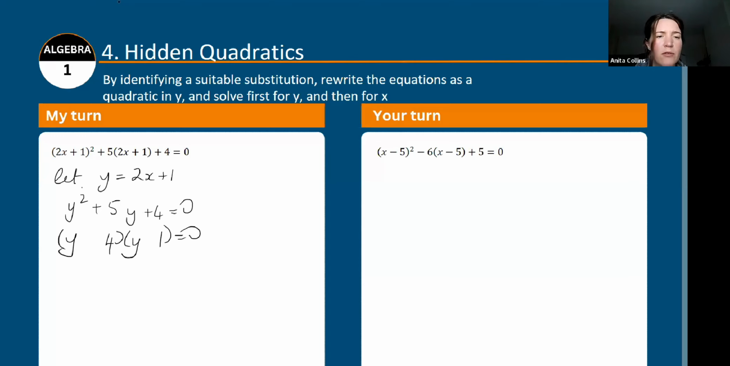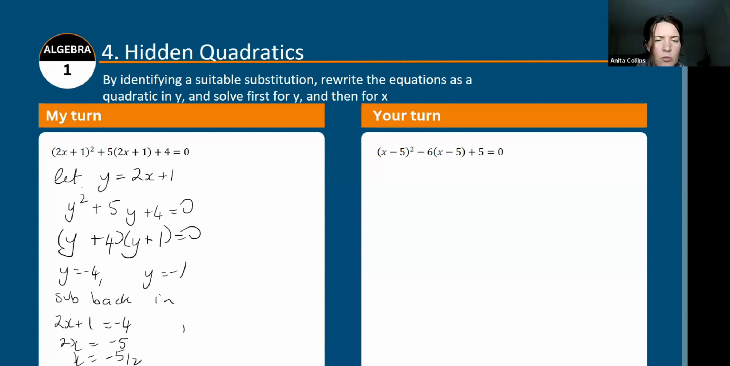4 and 1, plus 4 plus 1, is that right? 4 plus 1 is 5, yeah. So y is equal to minus 4 and y is equal to minus 1. So we now need to sub back in. This one is easier actually than the previous, isn't it? Because the powers and the laws of indices were sneaky in the last one. So instead of y, we're going to call it 2x plus 1 is equal to minus 4. 2x is equal to minus 4 minus 1, which is minus 5. So x is equal to minus 5 over 2.